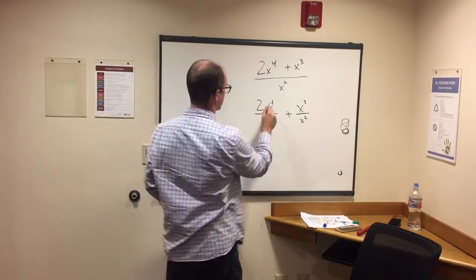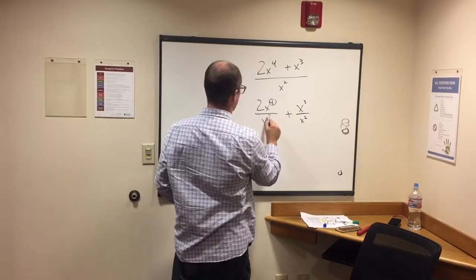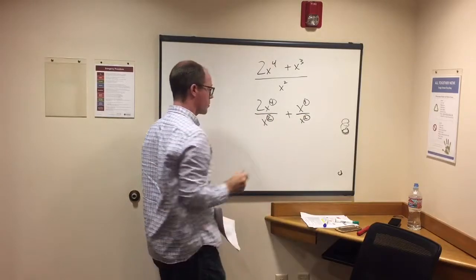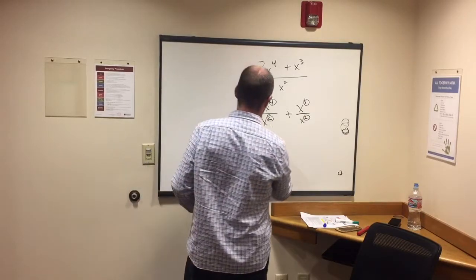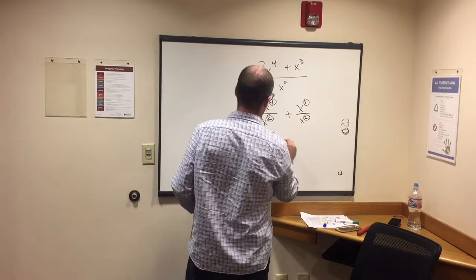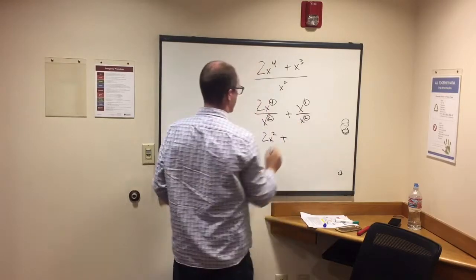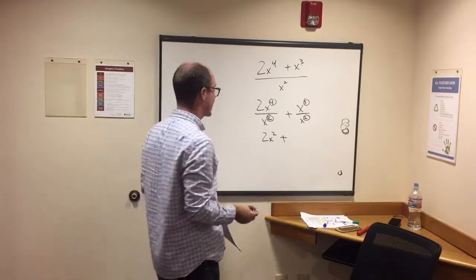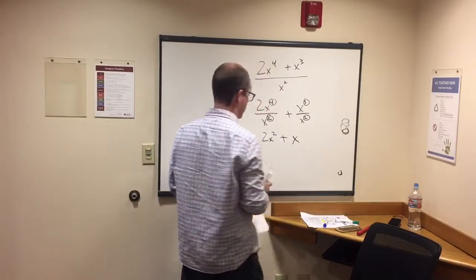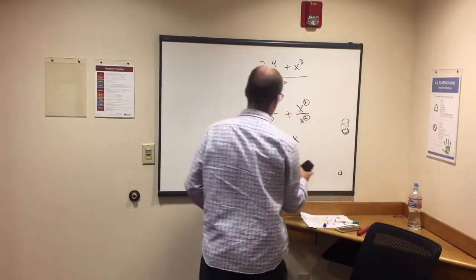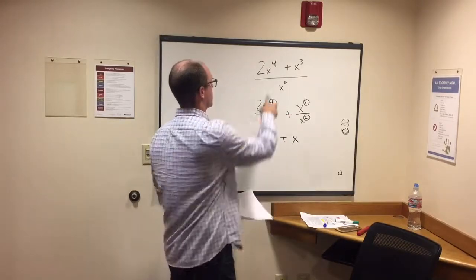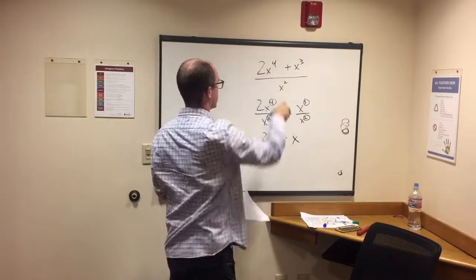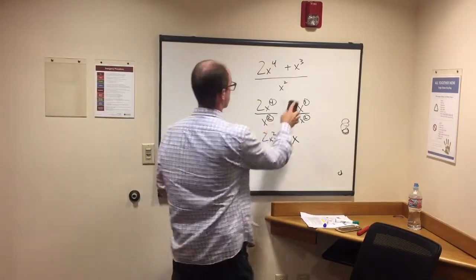Now we just need to understand that we subtract 2 from 4 and 2 from 3, right? 4 minus 2 is 2. That's 2x squared plus 3 minus 2 is 1, so that would be x to the first power, or just x. We have 2x squared plus x. Okay, so that's distributive property. We need to remember that we divide both the numbers on the top by the thing on the bottom, and in this case we are subtracting the exponents.